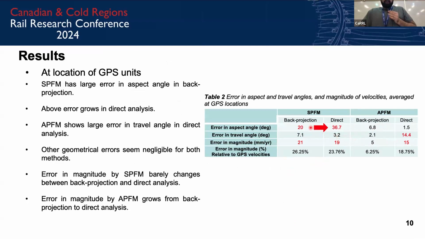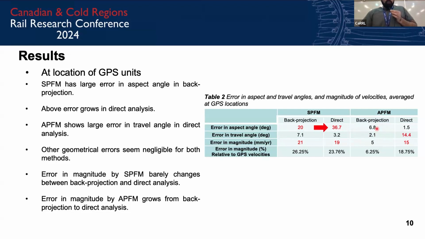First observation is that SPFM's aspect angle in back projection has a very large error, as much as 20 degrees, and it even grows to 36 degrees in direct analysis. The second thing is that in travel angle, as interpreted by APFM in direct analysis, we also see a very large error, as much as 14 degrees. But other geometrical errors are within an acceptable range. So, to sum up, we see that these decomposed velocities might be geometrically altered.